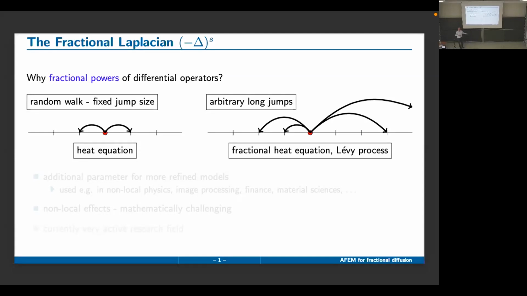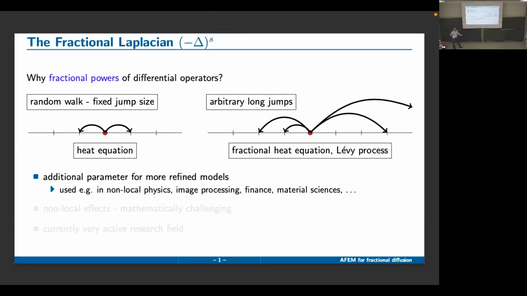Maybe you jump 8 meters. It's highly unlikely that I can jump 8 meters, but yeah. So long jumps might be possible, but have low probability. So if you write down some probability distribution for that, this would govern your Lévy process, and the corresponding differential equation would then be a so-called fractional heat equation. So there, this would appear naturally.